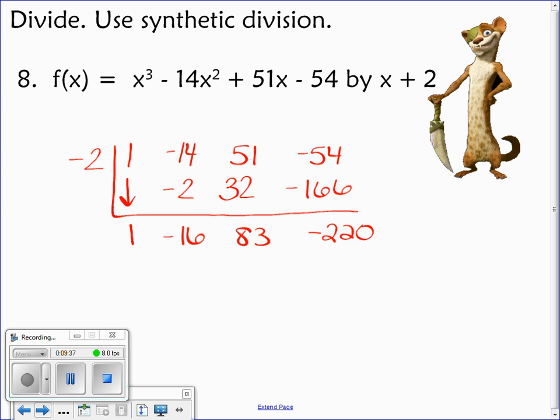All right. So if I go to fill things in, what's this one going to start with? X squared, right? Because this one was x cubed. So this one will be x squared. It always drops down by 1. Minus 16x plus 83. So what's the negative 220? It's my remainder. Plus, that's my remainder over x plus 2.